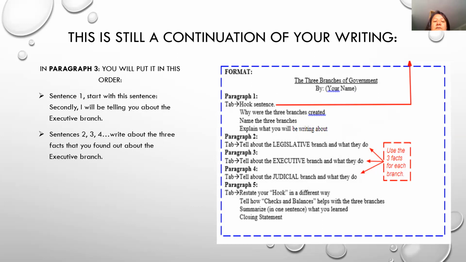Sentence 2, 3, and 4, write about the 3 facts that you found out about the executive branch. That's on a separate piece of paper. You found out 3 facts. Write 1 sentence for each of those facts. Sentence 5, end with this sentence. In addition, the executive branch does not have all the power.